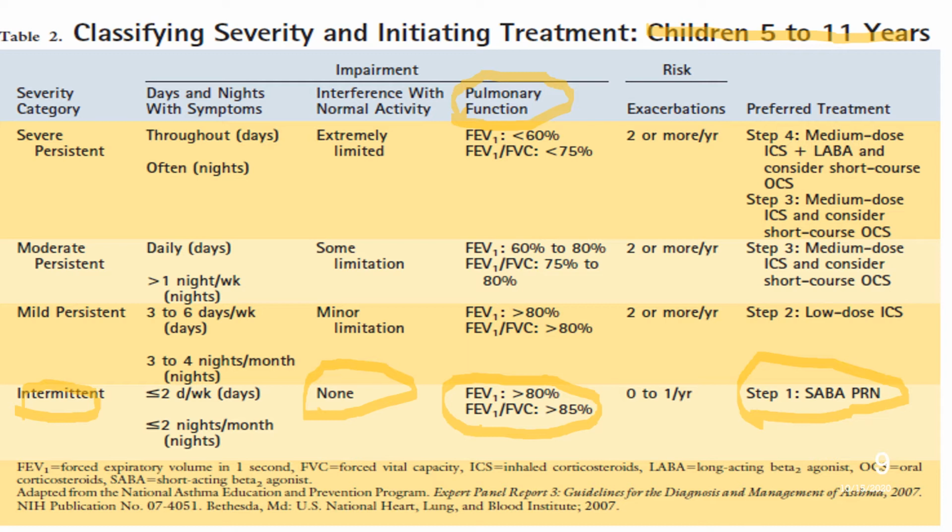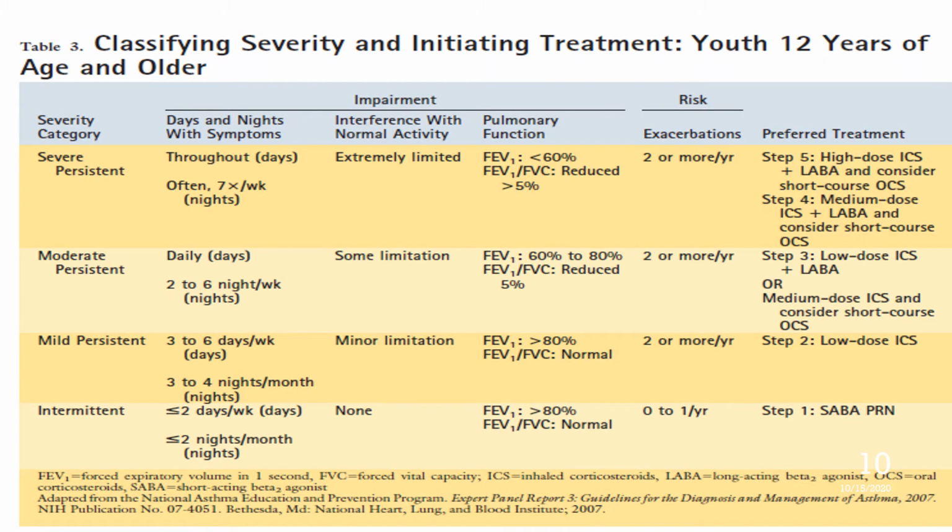So this is what I want. And we have 2 more graphs to go. Now we're talking about youth from 12 years of age and older. So this is the category right here, and it includes adults. Again, remember, this is measuring severity. The commonalities: you have severe persistent, moderate persistent, mild persistent, and intermittent.